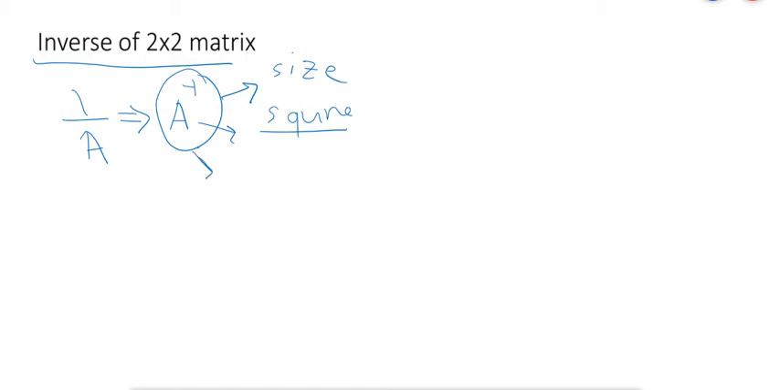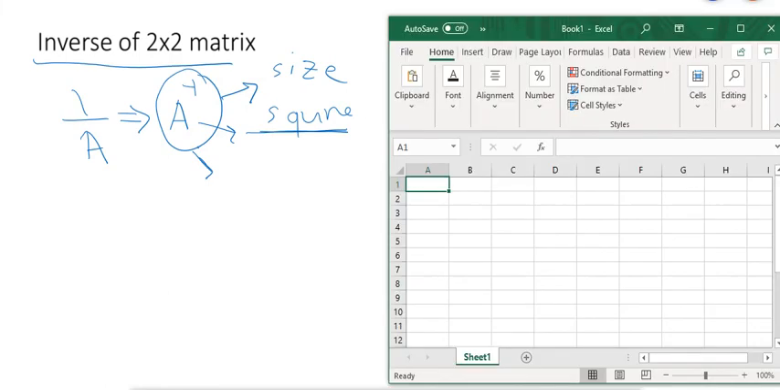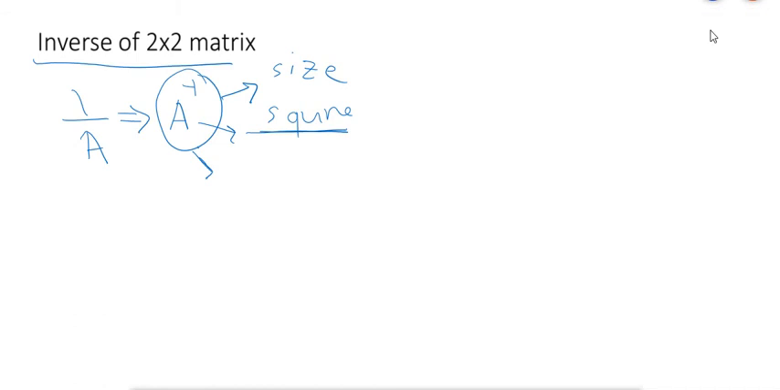It is difficult to find the inverse for, for example, 4 by 4 and 5 by 5 and so on. So we will use the Excel sheet to find the inverse of a matrix if it is 3 by 3, 4 by 4, and so on. Here, we will write how to find the inverse of a 2 by 2 matrix.